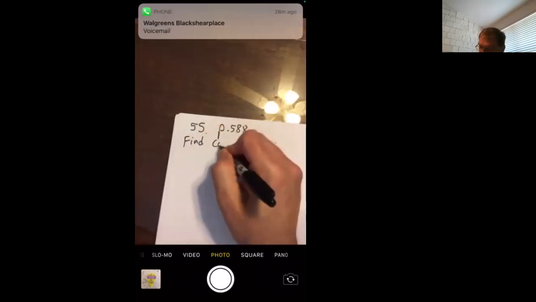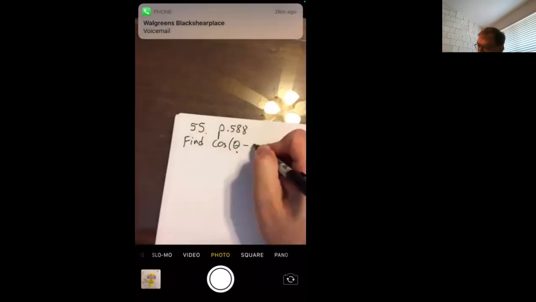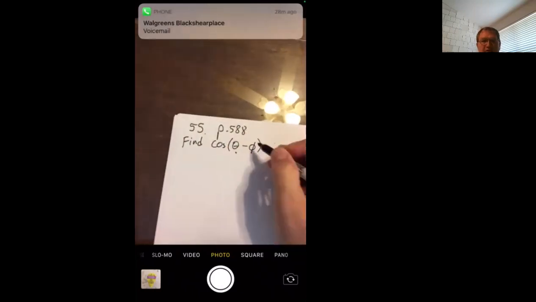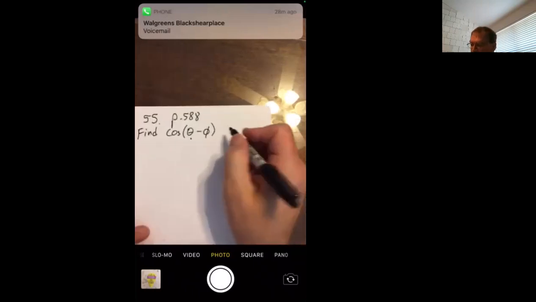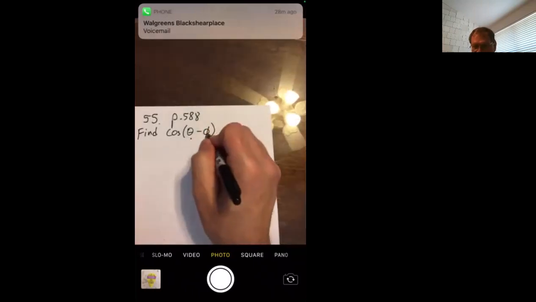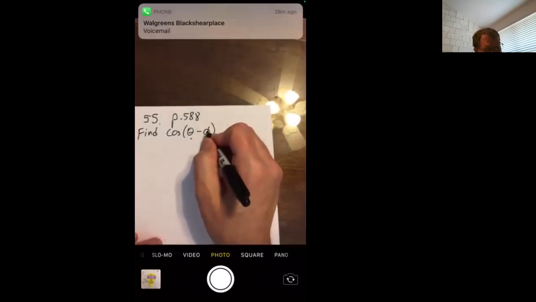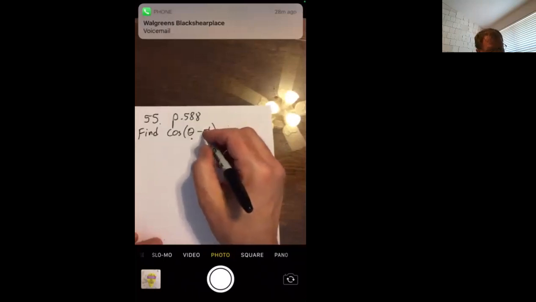All right, cosine, and this is a theta minus phi. If you've ever gone to a fraternity over at UG or whatever, that's a theta and that's a phi. You see these symbols used in fraternity names.